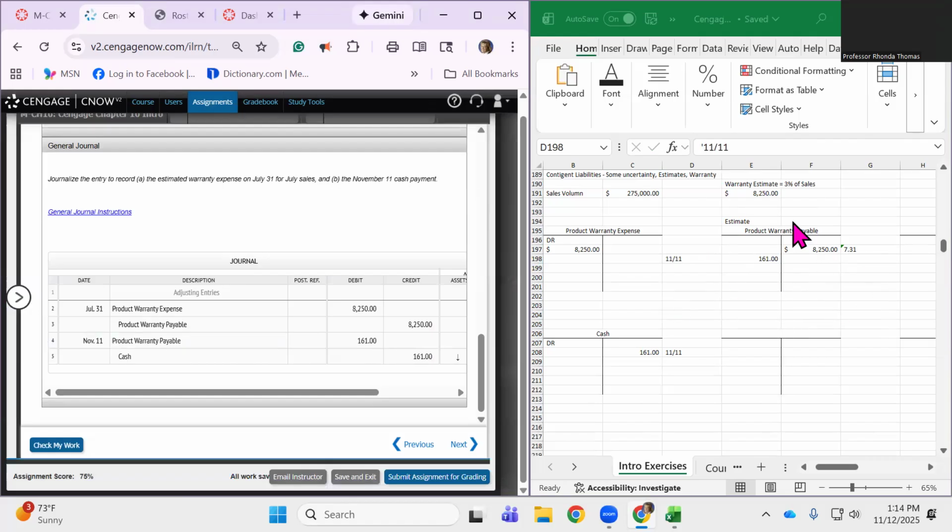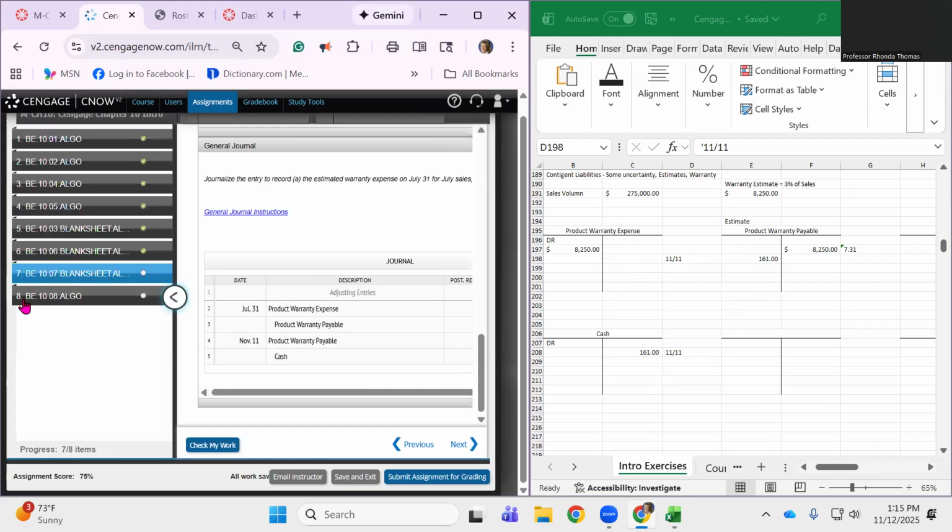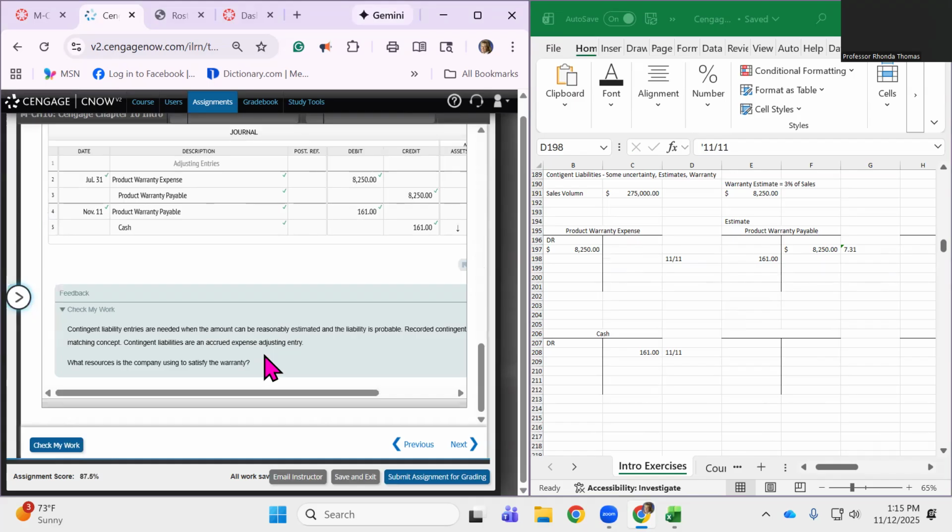And then whenever a customer activates a warranty, we subtract it from the payable. And then at the end of the year, we look and see if this account has a debit balance. If this payable ends up having a debit balance, then we didn't estimate enough. If this account has a credit balance, we may have overestimated that warranty. Let's check our work, make sure we've got it.